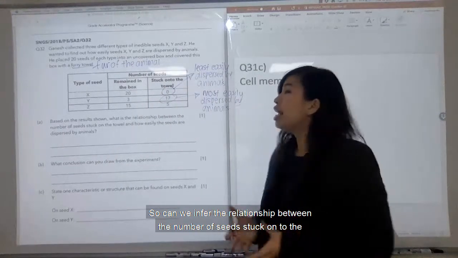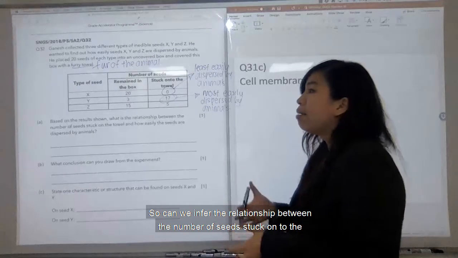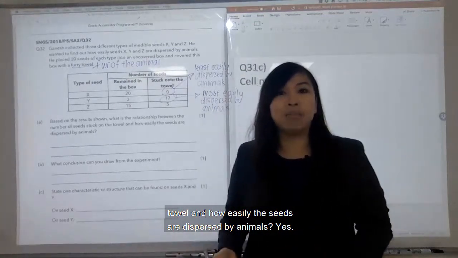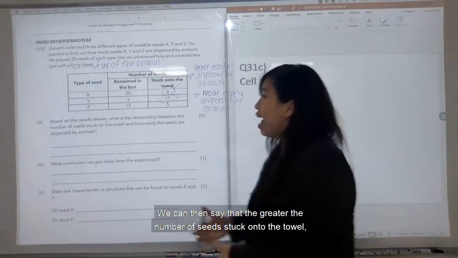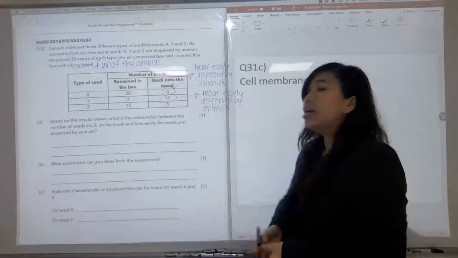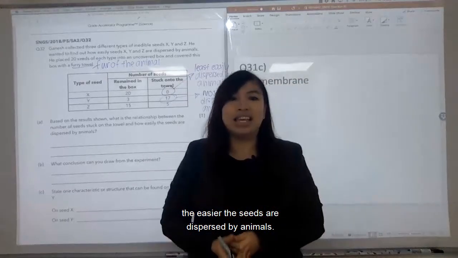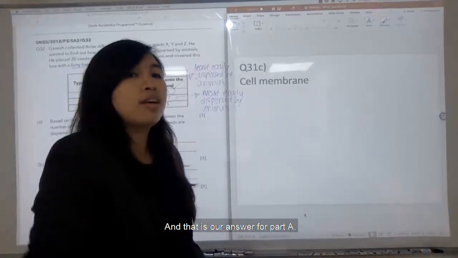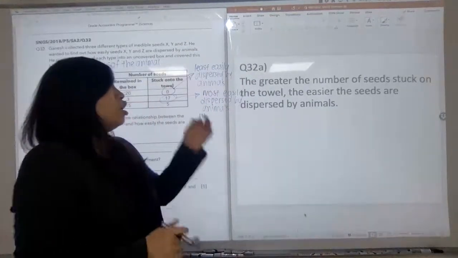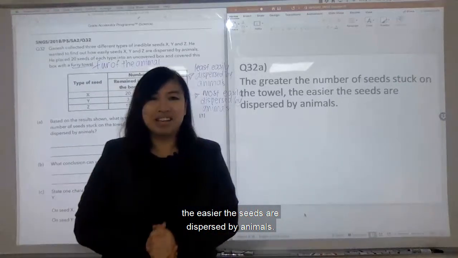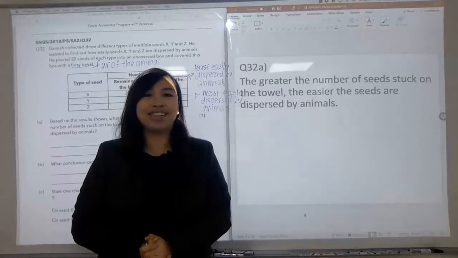So, can we infer the relationship between the number of seeds stuck onto the towel and how easily the seeds are dispersed by animal? Yes, we can then say that the greater the number of seeds stuck onto the towel, the easier the seeds are dispersed by animals. And that is our answer for part A. The greater the number of seeds stuck onto the towel, the easier the seeds are dispersed by animals.